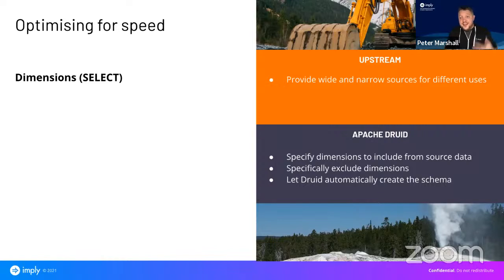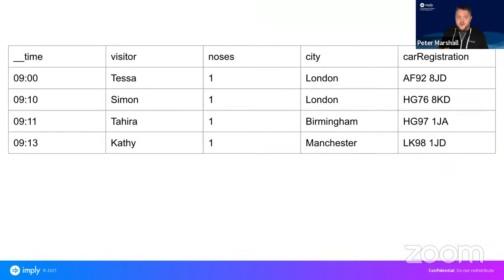When it comes to selecting the actual dimensions in Druid, when you ingest data, you can specify which dimensions you want to put into the table. You can specifically exclude dimensions, or you can also just let Druid get on with it and automatically create the schema based on the data you've provided. But upstream, you might choose to do that trimming work, to give it the right width in the number of fields that are available.